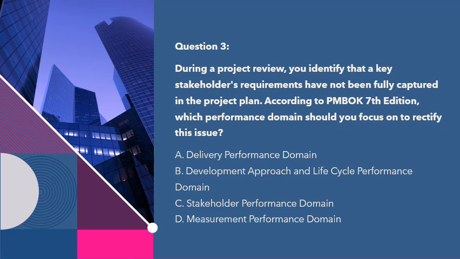Question number 3. During a project review, you identify that a key stakeholder's requirements have not been fully captured in the project plan. According to the PMBOK 7th edition, which performance domain should you focus on to rectify this issue? A, delivery performance domain. B, development approach and lifecycle performance domain. C, stakeholder performance domain. Or D, measurement performance domain.